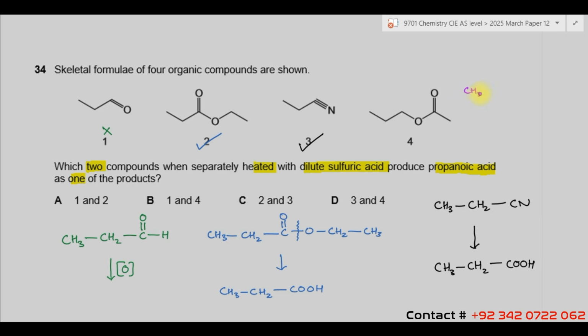Part 4 is CH3CH2CH2, oxygen, C double bond O, CH3. Again, this is ester, which is hydrolyzed. This bond breaks, this part converts to acid, this part converts to alcohol. So we have 2-carbon carboxylic acid formed. It is not propanoic acid, it is ethanoic acid. So incorrect. Correct answer is 2 and 3.